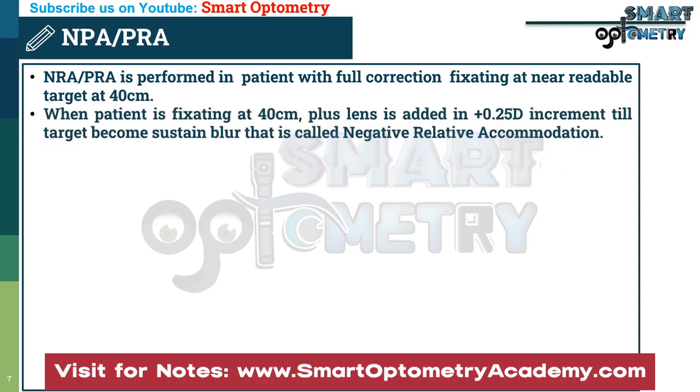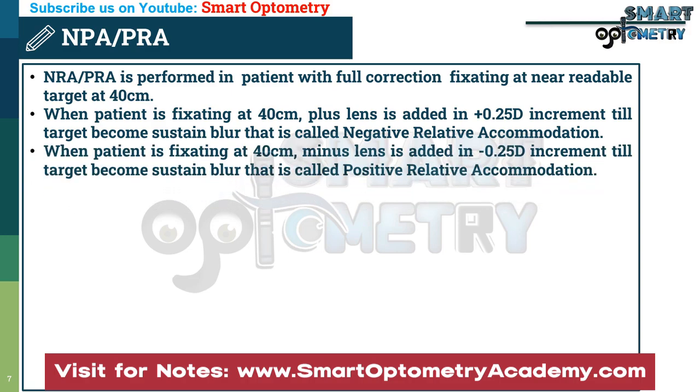When the patient is fixating at 40 cm, plus lens is added in plus 0.25 diopter increments till the target becomes sustained blur, that is called negative relative accommodation. When the patient is fixating at 40 cm, minus lens is added in minus 0.25 diopter increments till the target becomes sustained blur, that is called positive relative accommodation.